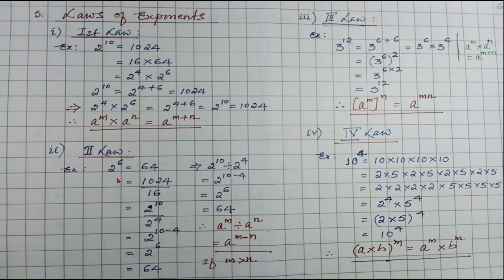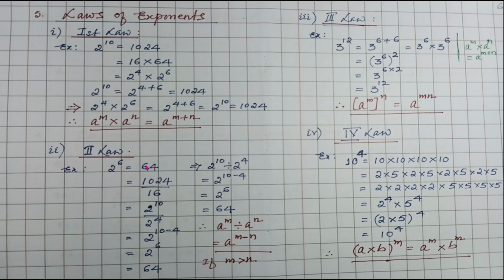Now to understand this, 2 raised to 6 is 64. When I multiply 2 by 2 6 times, I get 64. And also when I multiply 2 10 times, I get 1024. I multiply 2 4 times, I get 16. When I divide 1024 by 16, I get 64. That means what I have done here is I have divided 2 raised to 10 by 2 raised to 4. 10 minus 4 is also 6. That means again we get 2 raised to 6, which is equal to 64. What it implies is that 2 raised to 10 divided by 2 raised to 4 is nothing but 2 raised to 10 minus 4, which is 2 raised to 6 and 64.